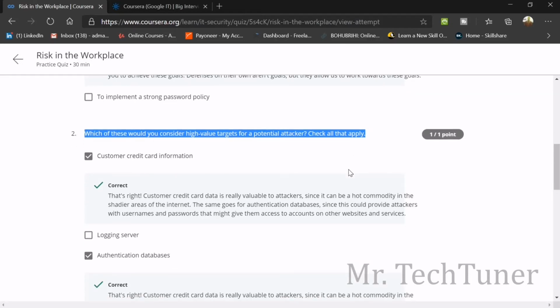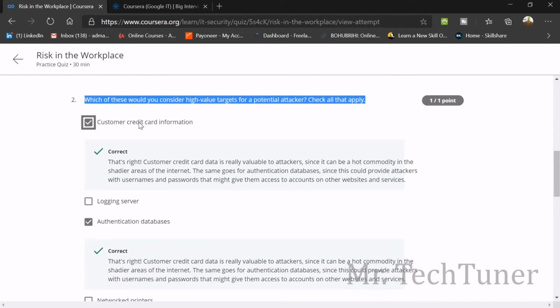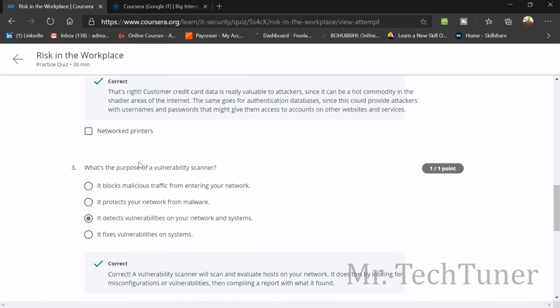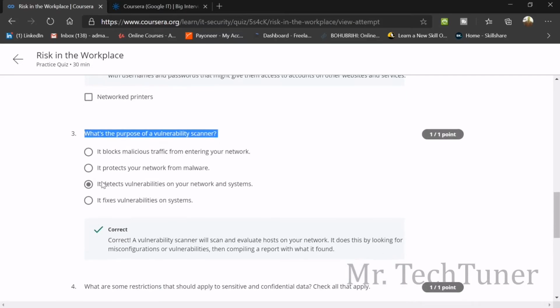The second question, which of these would you consider high value targets for a potential attacker? There may be multiple answers. The first answer would be customer credit card information and authentication databases. Okay, so what's the purpose of a vulnerability scanner? It detects vulnerabilities on your network systems.